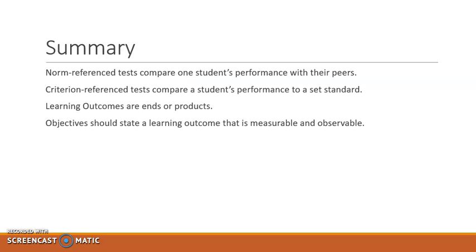So in summary, norm-referenced tests compare a student's performance with their peers. Criterion-referenced tests compare a student's performance to a set standard. Learning outcomes are ends or products. Objectives should state a learning outcome that is both measurable and observable.